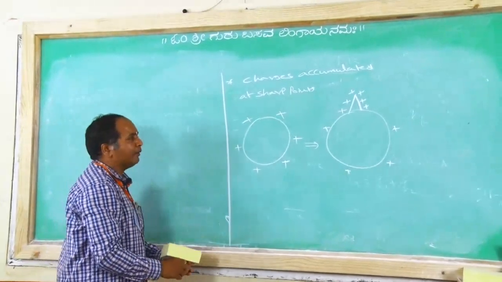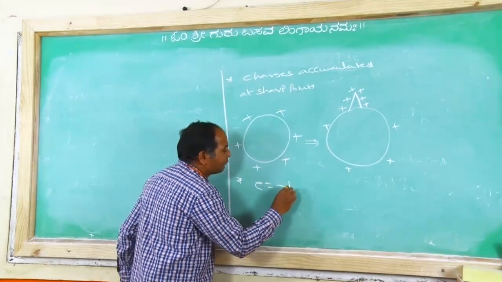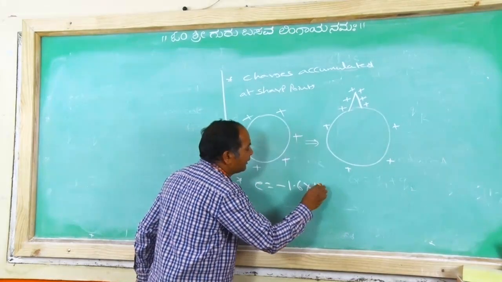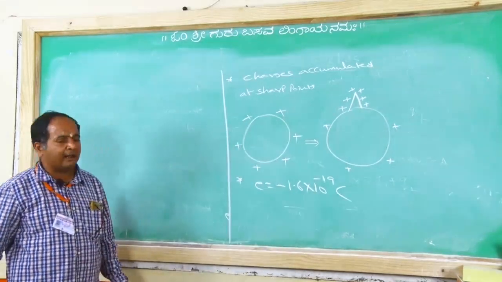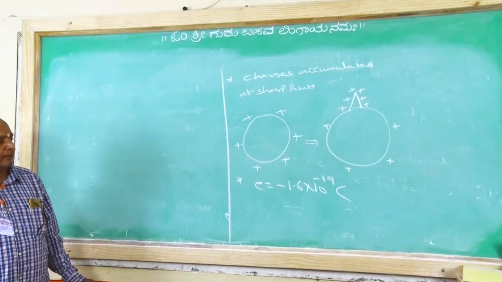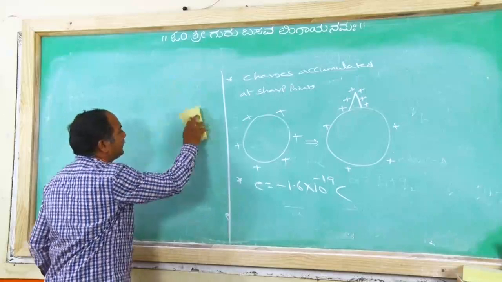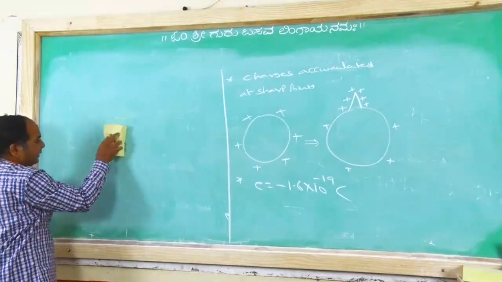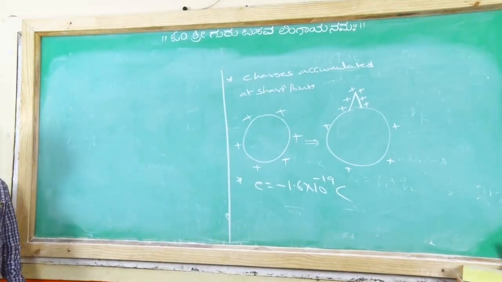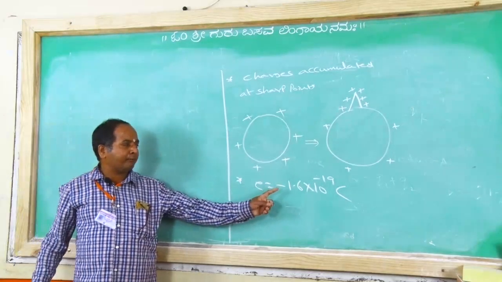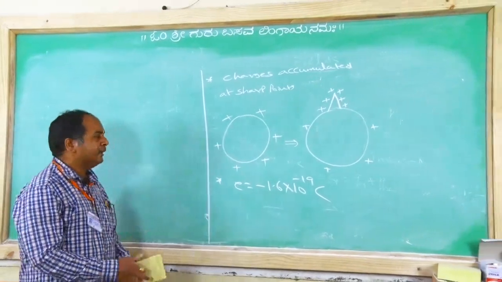We already know the charge of the electron is minus 1.6 into 10 to the power of minus 19 Coulomb. That is the charge of the electron. Here you should remember that electric charges are quantized, which means any charge should be a multiple of 1.6 into 10 to the power of minus 19.